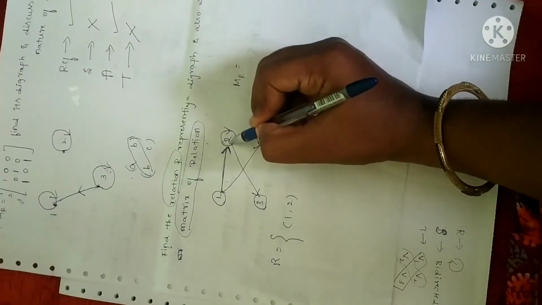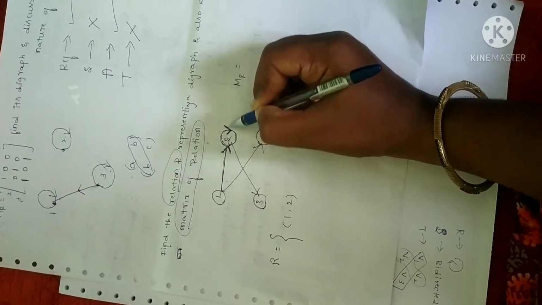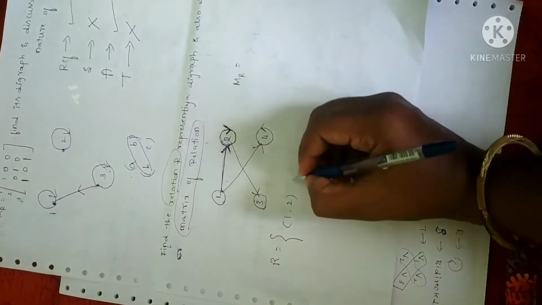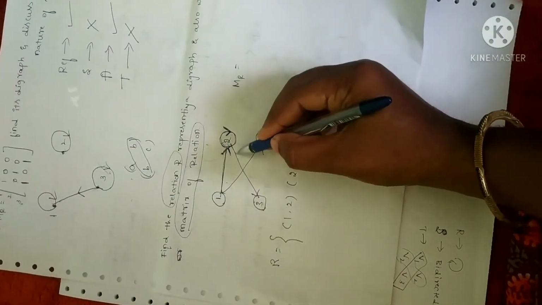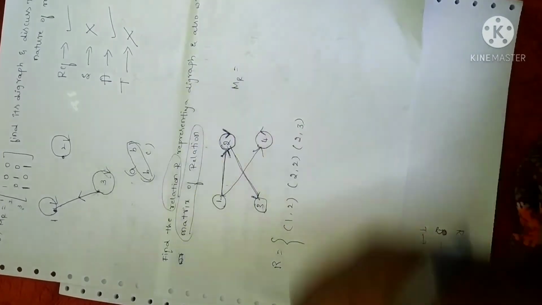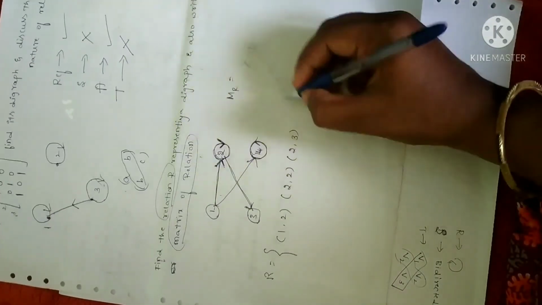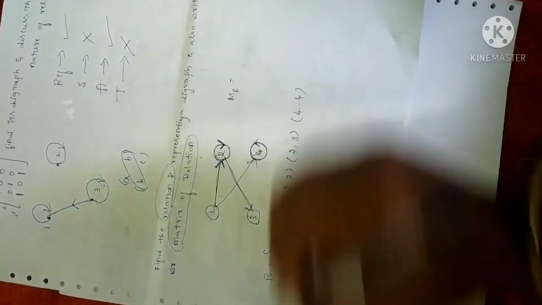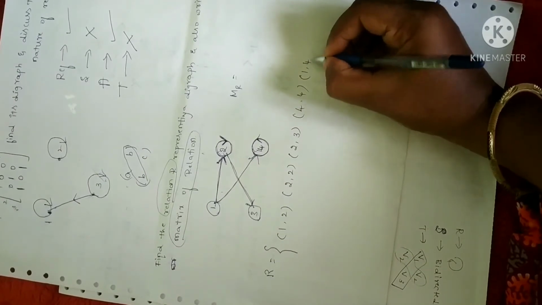Fine. Next, coming to the point 2, I have a self loop for 2. Why? Because I have marked an arrow, so it indicates a self loop. So I can write 2, 2. Next, from 2, I have an edge from 2 to 3, so write down the ordered pair 2, 3. Next, I have a self loop for 4, so I can write 4, 4. Again, I have an edge from 1 to 4, so I can write 1, 4.